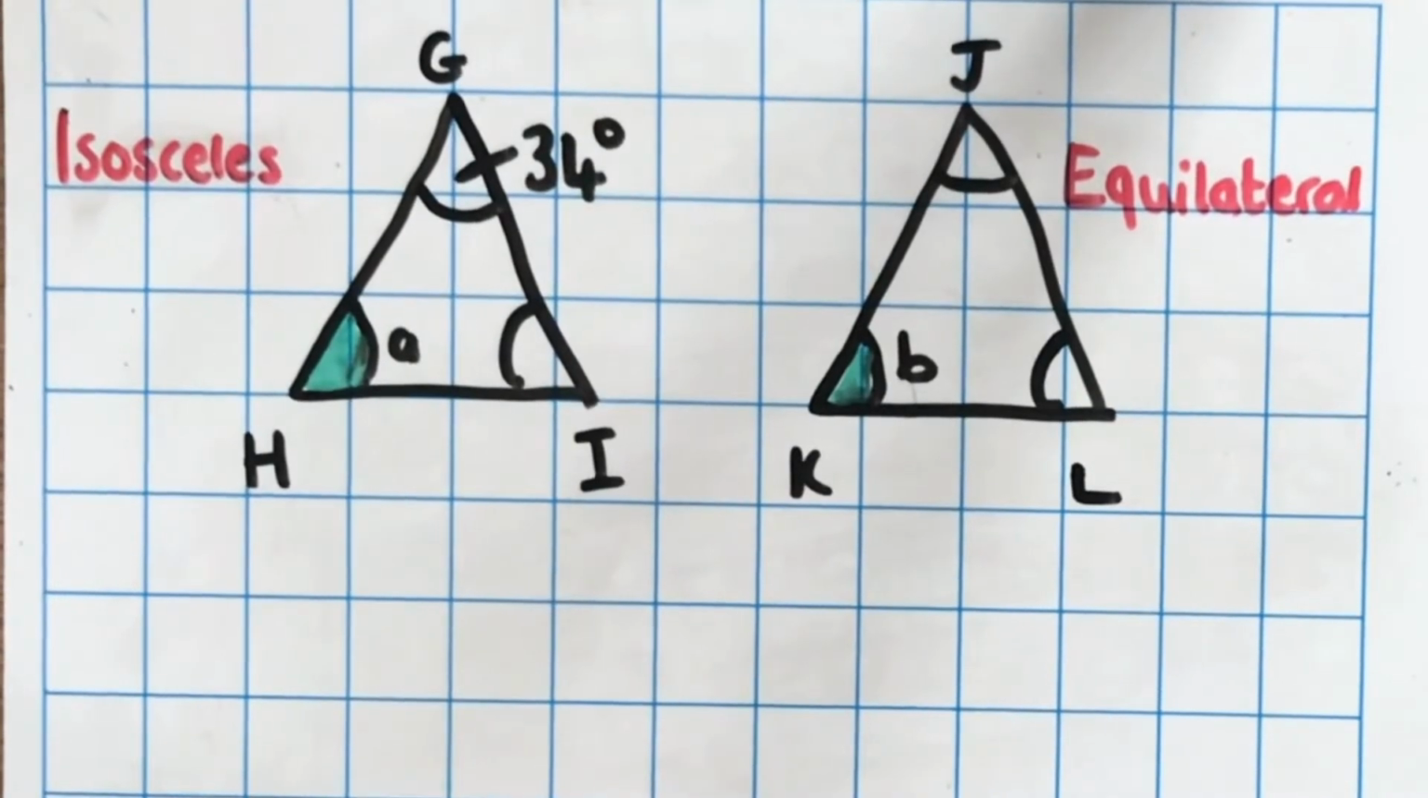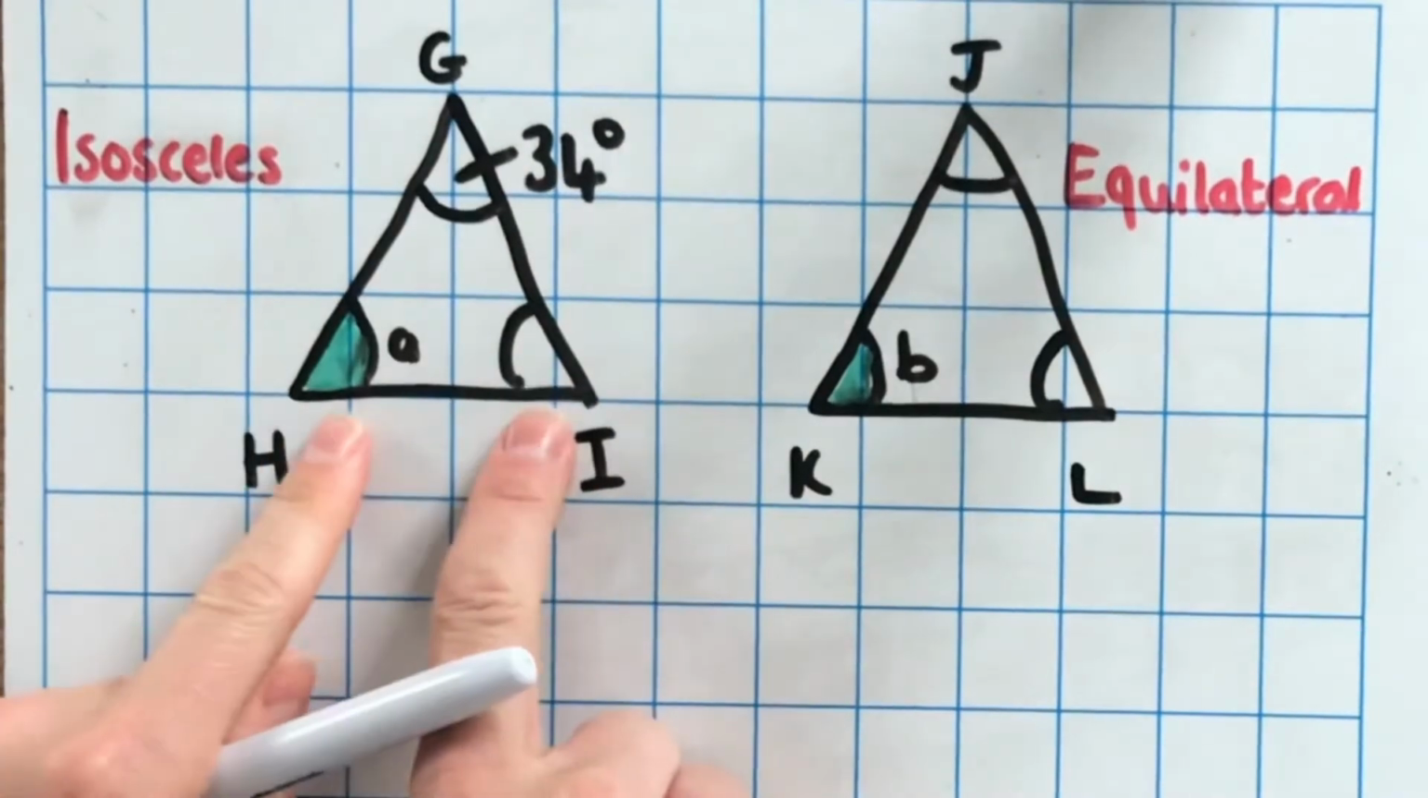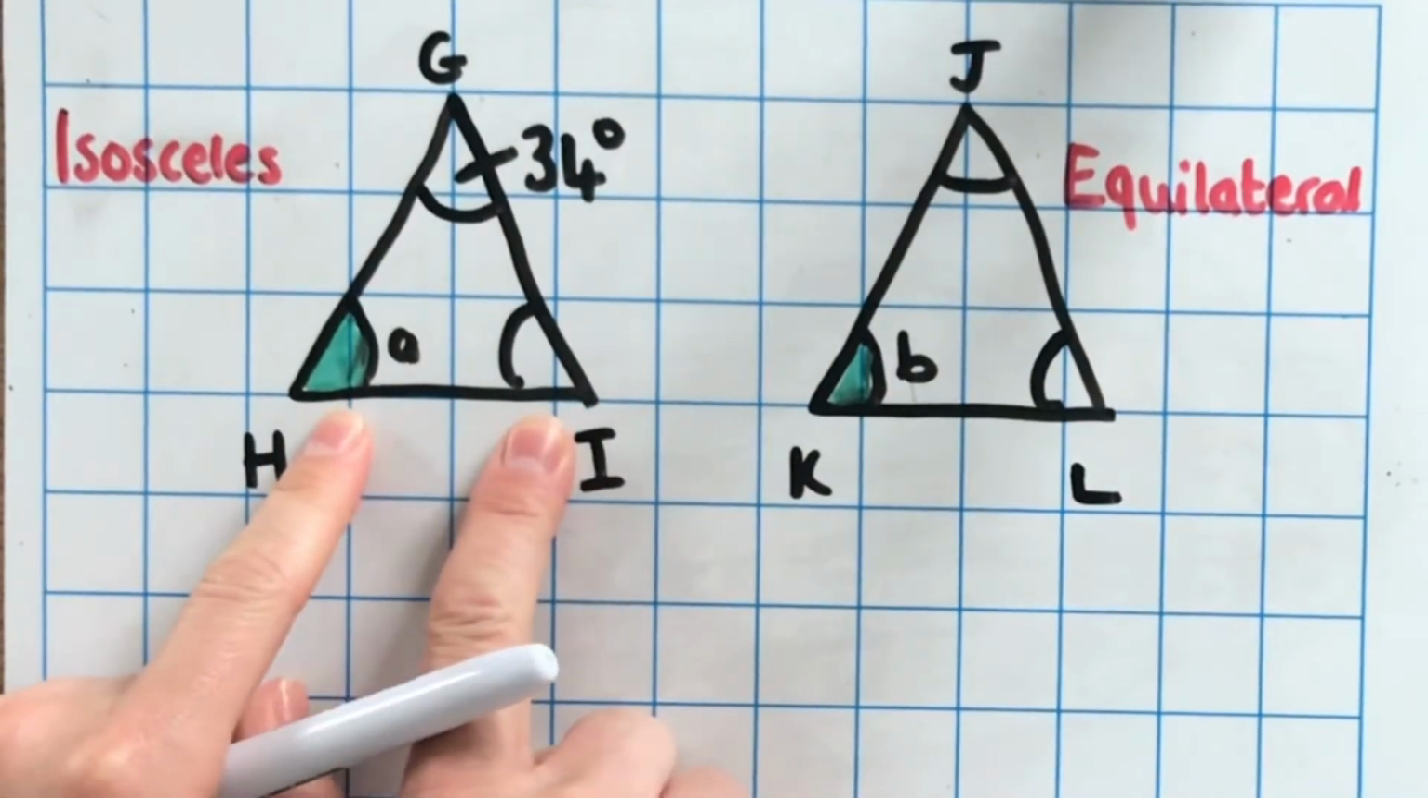Question number 33. You've got two triangles, with lots of information given about each of them. Have a look at the first one. It's an isosceles triangle, so you need to know the facts of an isosceles triangle. What that means is there are two angles which are the same size, and there are two sides which are the same length. So from that you know that these two angles are going to be the same size.